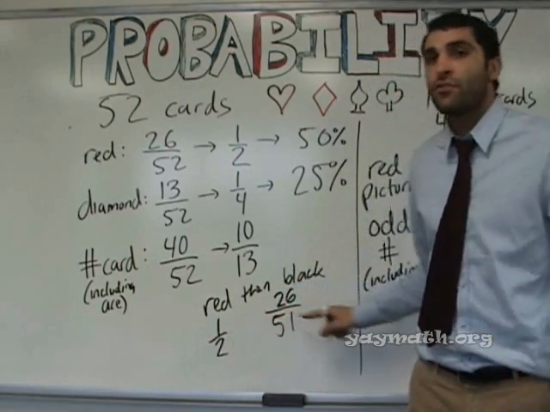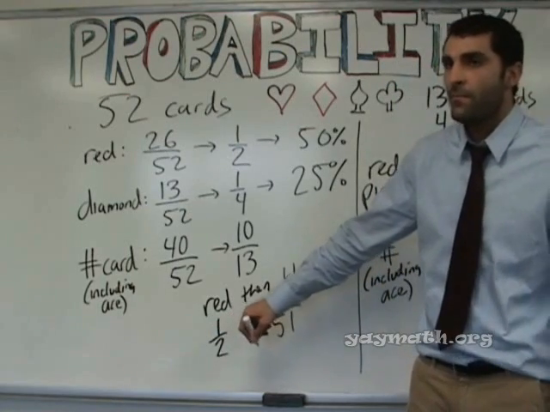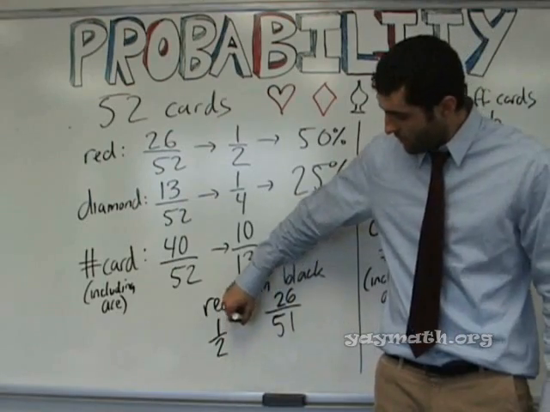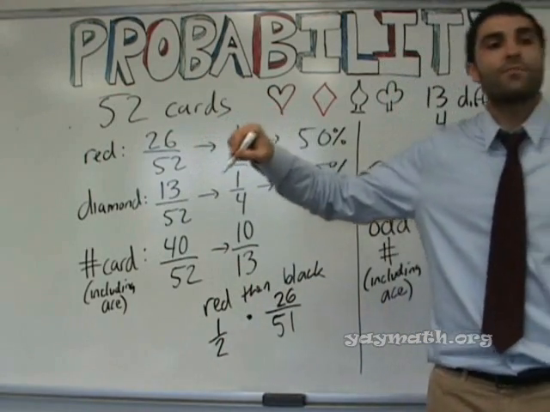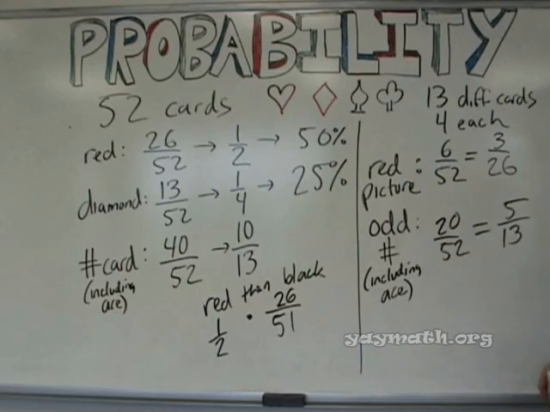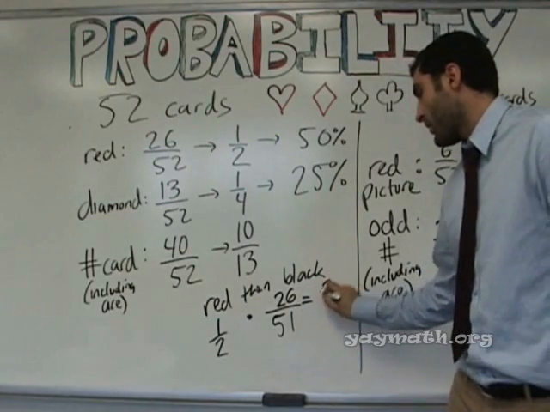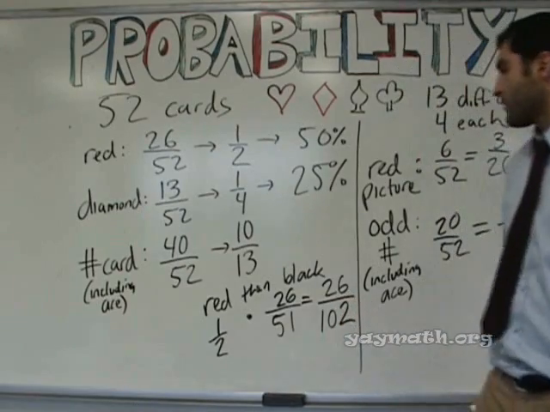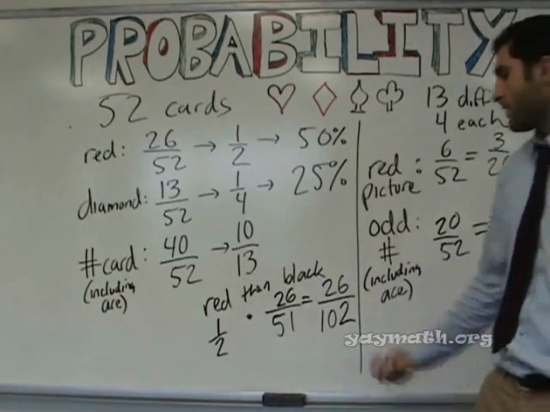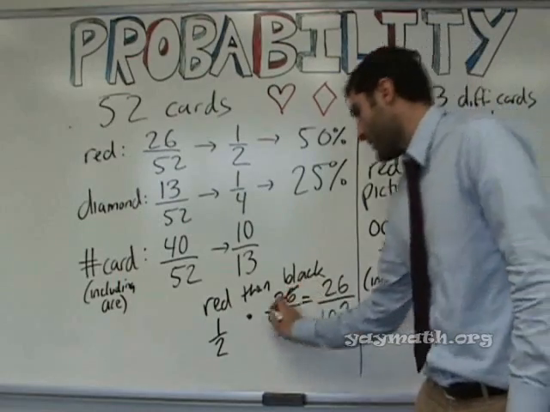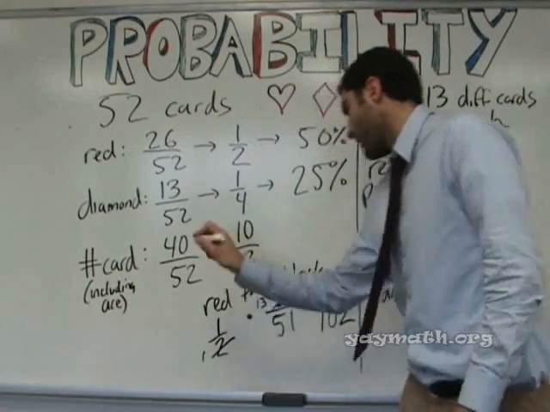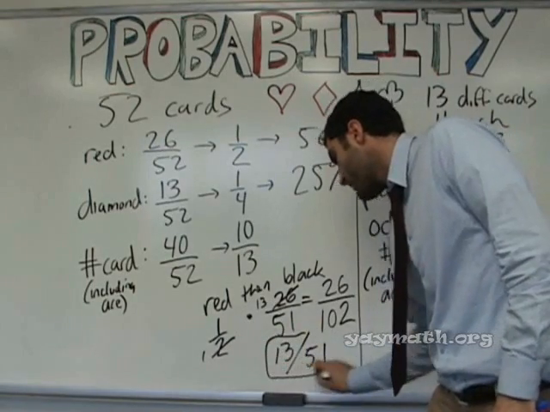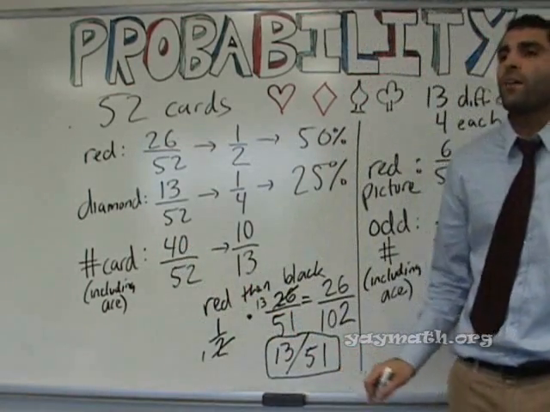And to get both of these happening, what do you think you do with them? Just multiply. And that'll be it. The chances are 26 out of 102. Then simplify: divide by 2, 13 over 51. That's a better way to do this one. So it's a 13 over 51 chance, just about a fourth, a little bit more.